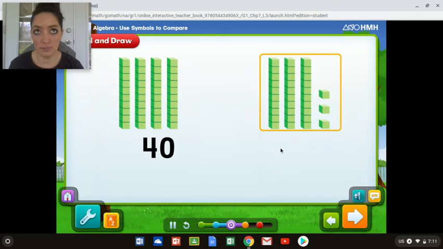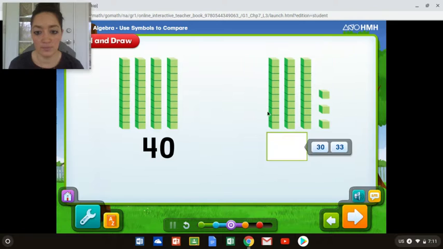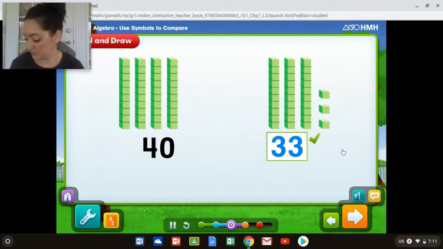Now look at the next model. Count the number of 10s and 1s. Which number does this model show? Select your answer. So now we have 10, 20, 30, 31, 32, 33. That's right. This model shows 3 10s and 3 1s. This is the number 33.